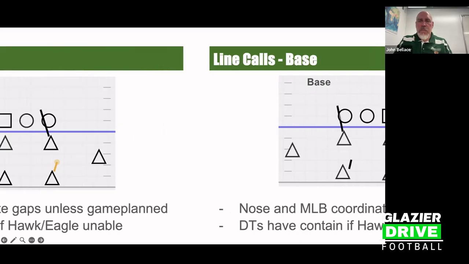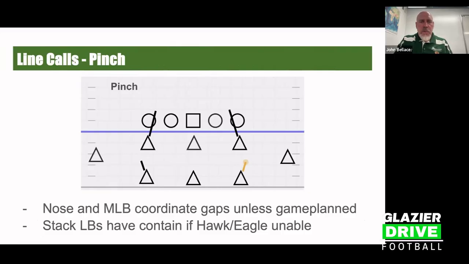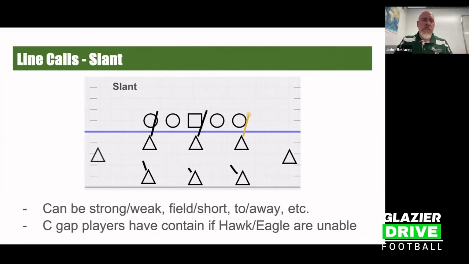This is the opposite, right? Pinch. So if we're in pinch, basically what we're going to see is that the tackles are now going inside and the linebackers are now going out to C. So it's just the opposite of what we saw first. Now, if there needs to be a contain player in C gap and these guys can't do it, now it's the stack backers.